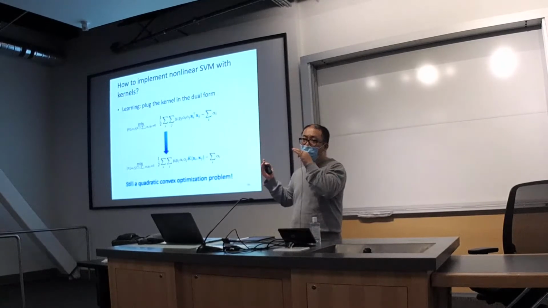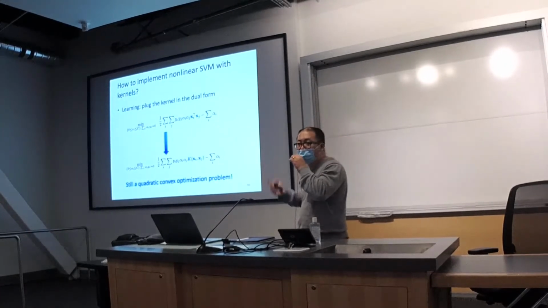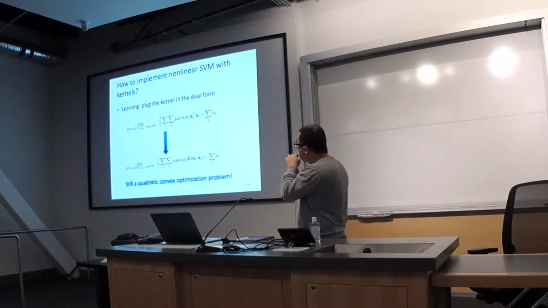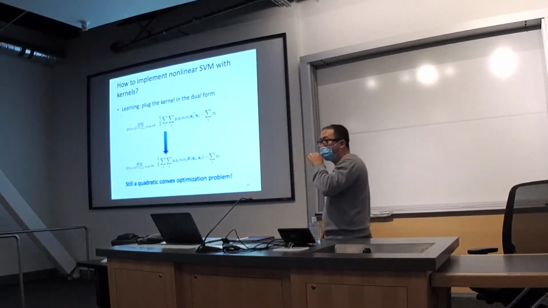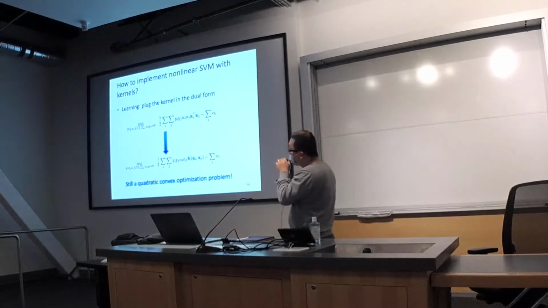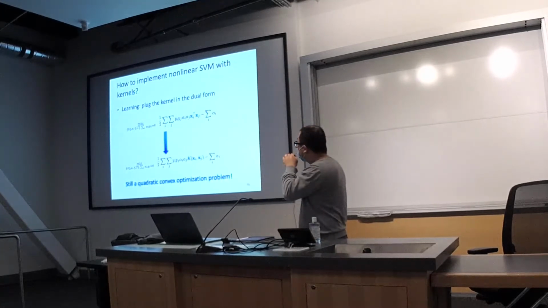You don't need to perform any explicit feature mapping. In so doing, your computational cost will be dramatically reduced. So if you look at the dual form of SVMs, it's a quadratic minimization problem.